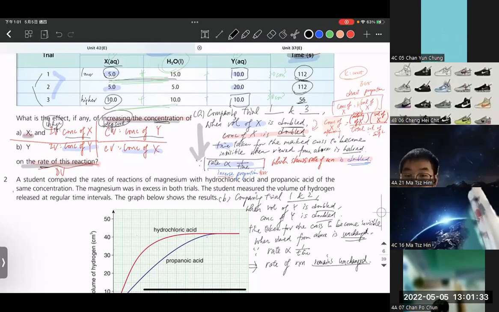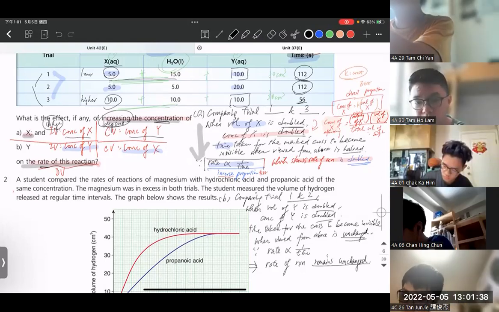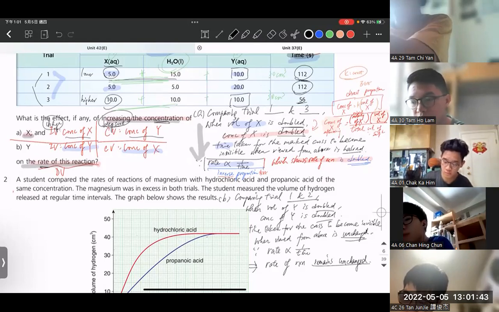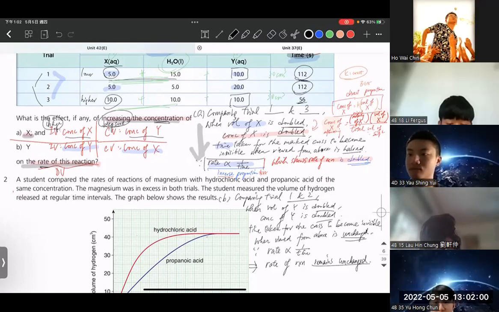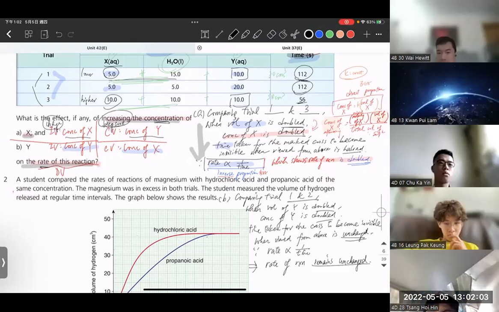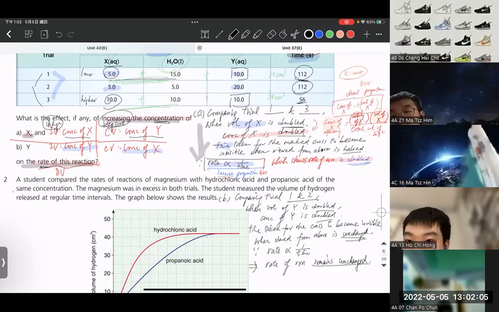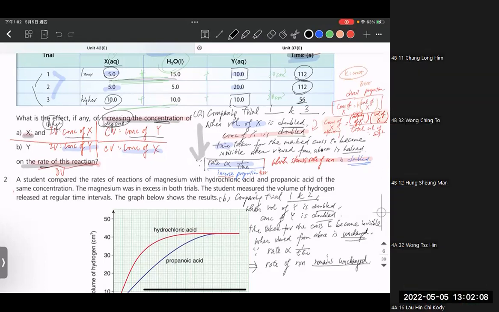What is the mathematical relationship between the two? Equal. Equal. So what does it mean by equal? You mean the concentration of Y is equal to the rate? The weight of the reaction. Say that again. Yeah. The concentration of Y won't affect the rate of reaction. Good. That's correct.